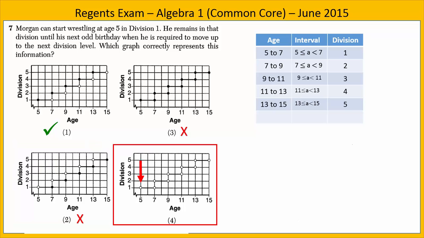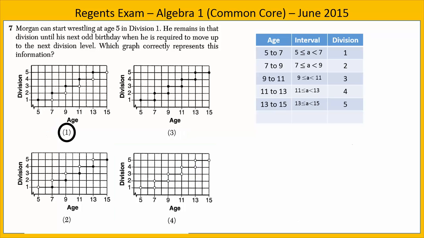How about choice 4? Choice 4 shows the same oddity at age 5, open circle, meaning Morgan's age 5 and is not in any division. Look at the next birthday, age 7, 2 open circles. Morgan is in no division at age 7. That doesn't make sense. We see that happens again at 9, 11, and 13. Graph 4 doesn't make any sense. And so choice 1 is our answer.